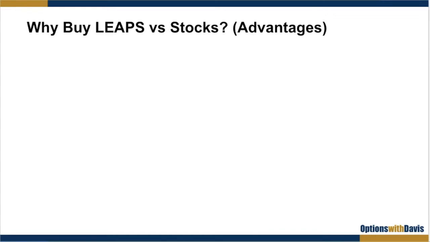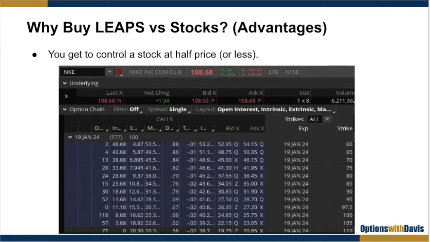So you must be wondering, why buy LEAPS versus stocks? Here are some of the advantages. First of all, you get to control a stock at half price or less. When I say control, it means you just get exposure to the underlying stock price movement. You actually do not own the stock.